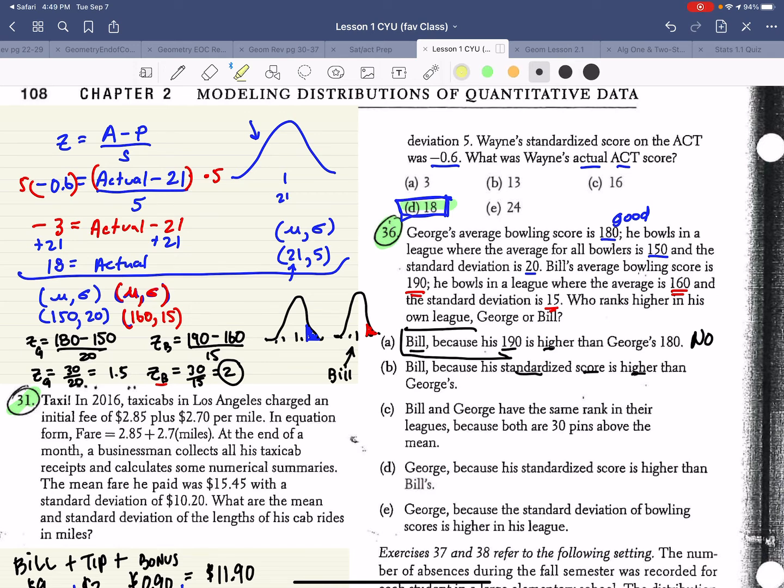Okay, yes, we like that. I'm going to keep reading, though. Bill and George have the same rank. No, not the same rank. George, because his standardized score is higher. No, George's standardized score is 1.5 versus 2. Last, George, because his standard deviation is higher. No. In fact, the standard deviation could help or hurt him depending on if the league is more variable, that could change things for him. Notice both calculations had different standard deviations. All right, so Bill it is.